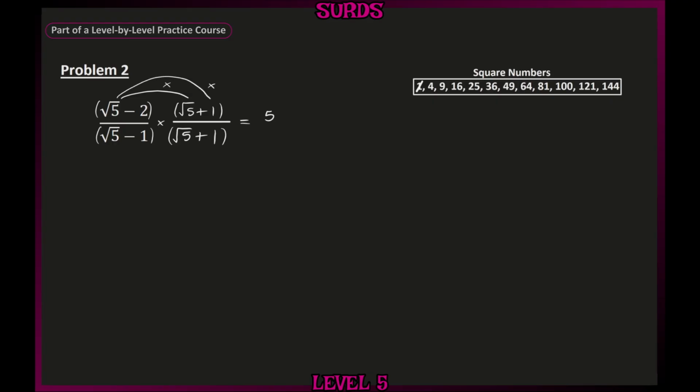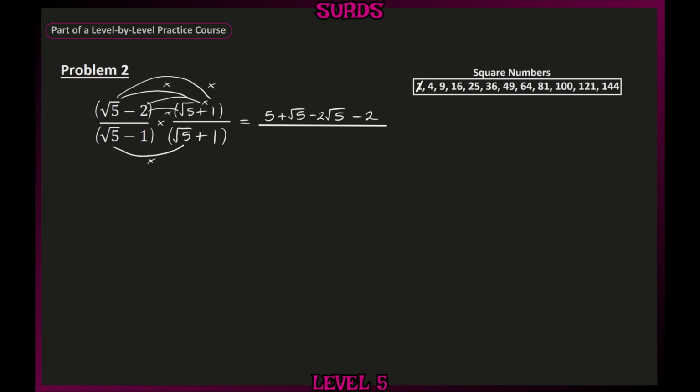Next, root 5 times 1 gives us plus root 5. Then minus 2 times root 5 gives us minus 2 root 5. And finally, minus 2 times 1 gives us minus 2. Moving on to the denominator, we can do the same thing.